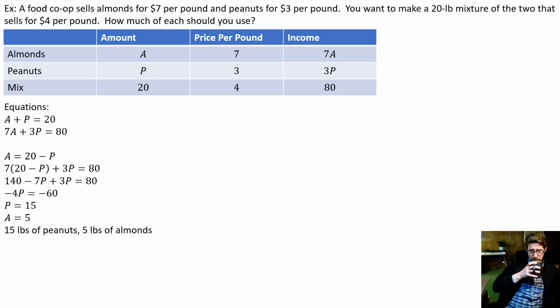So 15 pounds of peanuts, 5 pounds of almonds. You can write LB instead of pound because of some weird British stuff that I don't really remember why. Okay.